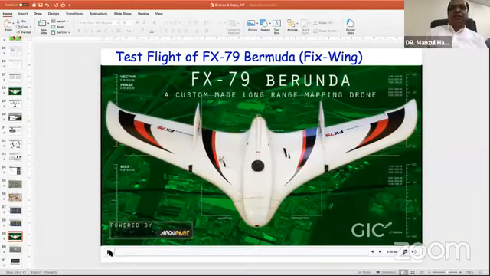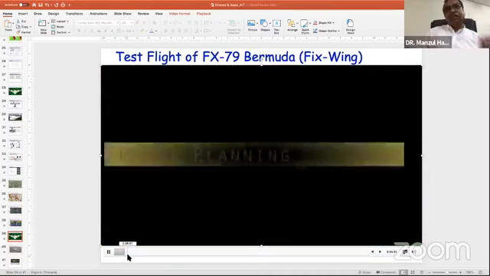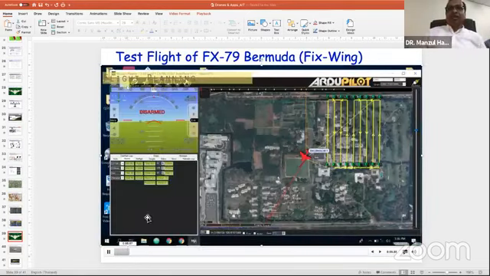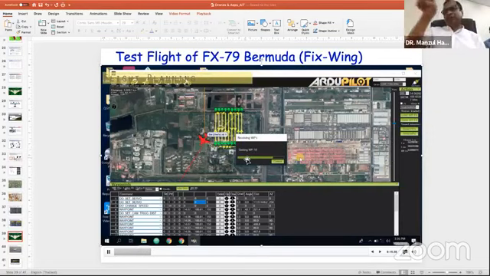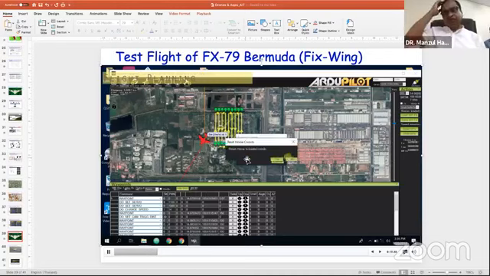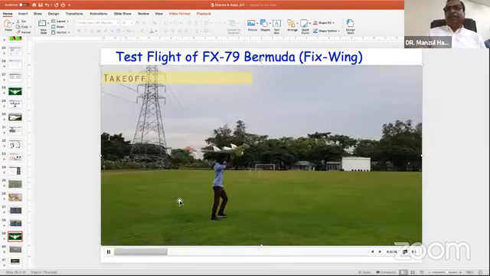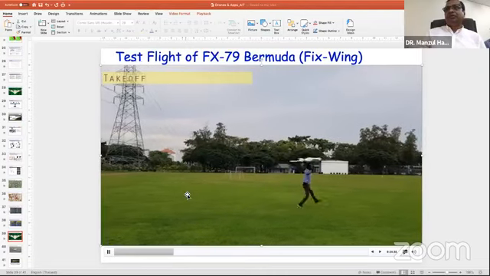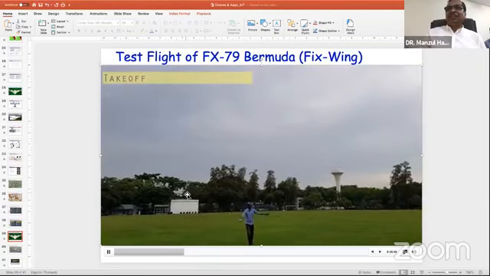So this is the one which we developed, as you have explained just now. This is the test flight we did. Flight planning we do using ArduPilot, which is completely open source. These are waypoints which it will follow. So before flying, you make this plan, and you take off. Okay, so it's gone.